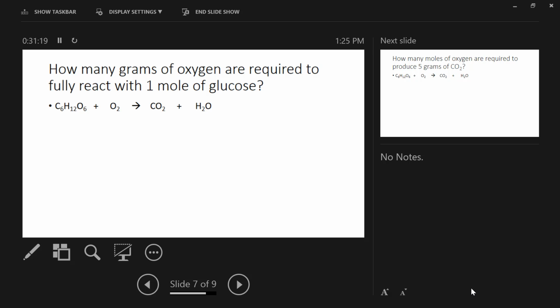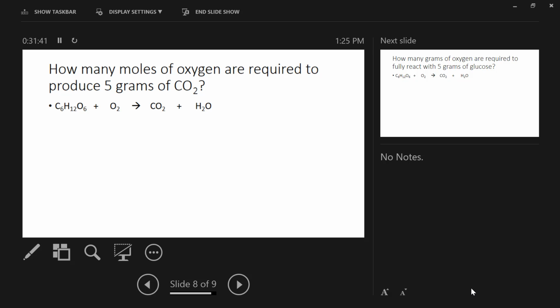All right. How many grams of oxygen are required to... Wait, this is the same problem. Oh, that's because I didn't go to the next slide. All right. How many moles of oxygen are required to produce 5 grams of carbon dioxide? It's a little different.